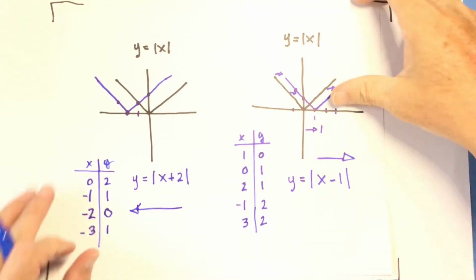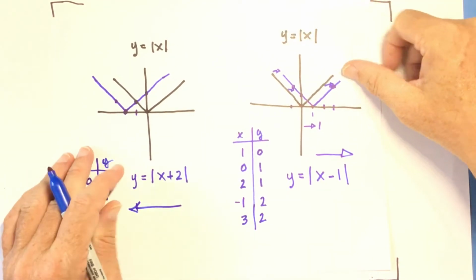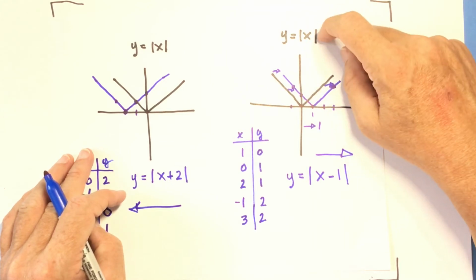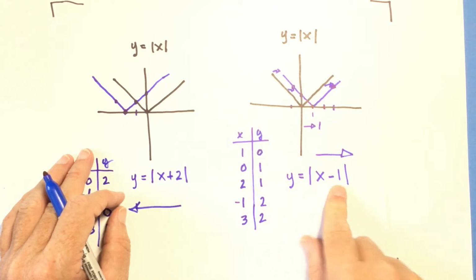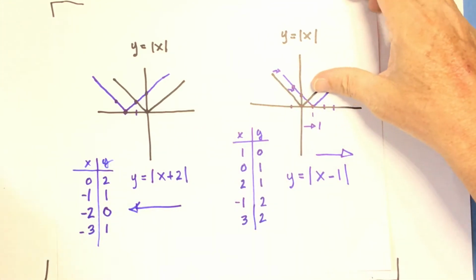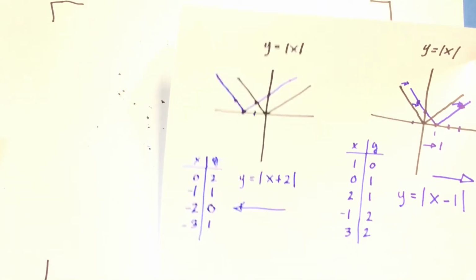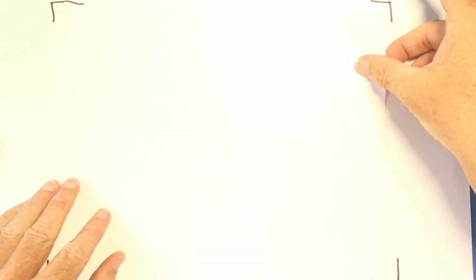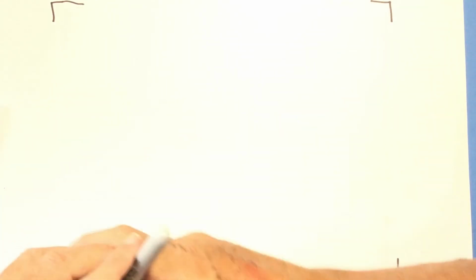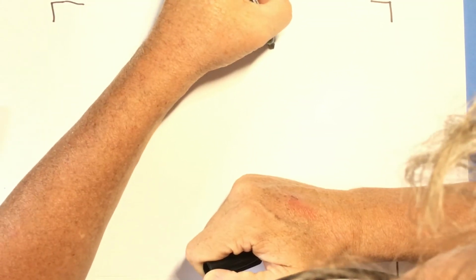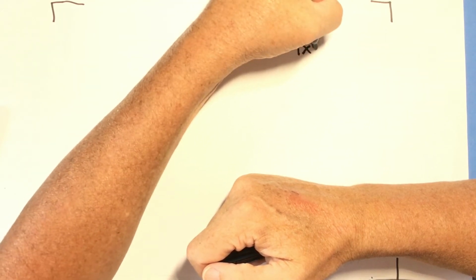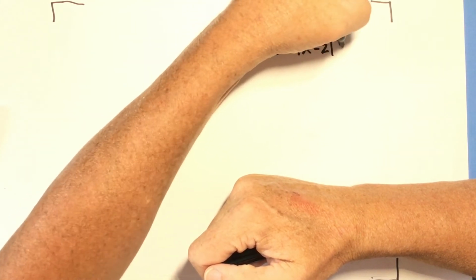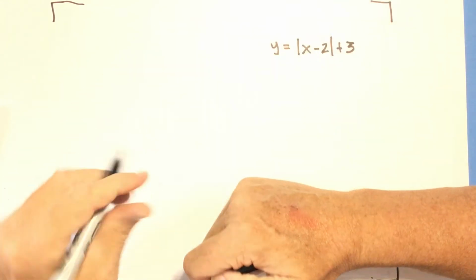Right? Right. So what does that mean for us? That means that we can now graph much more complicated equations just by considering what happens to our graph when we add or subtract different variables or different numbers in different places. Let's see what happens here. Let's say that I wish to graph the following equation. y equals the absolute value of x minus 2, plus 3.